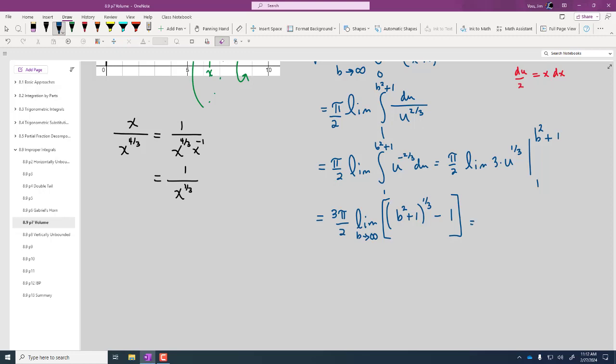So we're taking the limit of that. And what is that limit? Infinity. So b squared plus 1, as b goes to infinity, b squared plus 1 certainly goes to infinity. And then 1/3 power, that's going to infinity, and infinity minus 1 is still infinite. Infinite times a constant is still infinite, so we end up with plus infinity as our volume. So we have infinite volume.